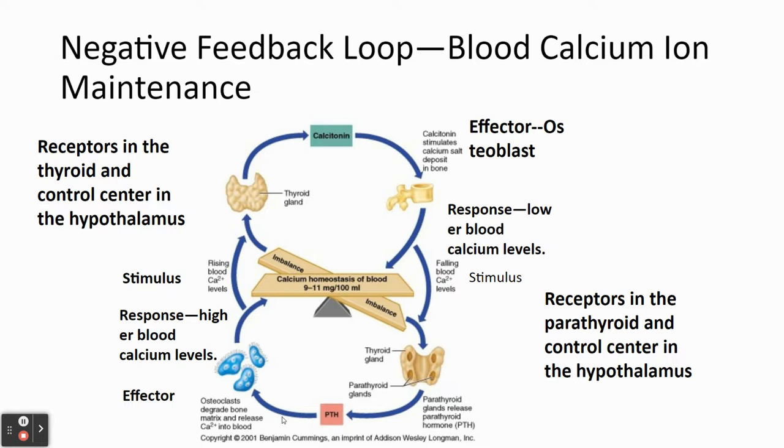Okay, so again, we're seeing these negative feedback systems happening in this particular case, calcium being the molecule that has to be regulated. The production of calcitonin leads to a decrease in those levels. Production of PTH leads to an increase in calcium levels on the other end of that side.